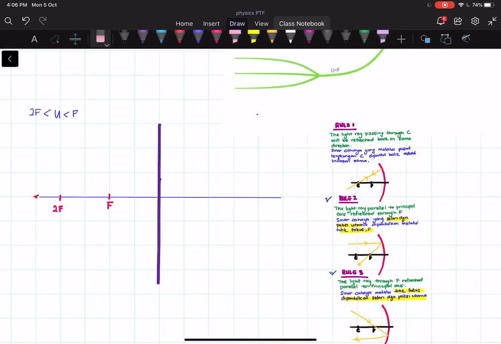For the next one, the object will be placed exactly at a focal point. So we're going to place the object exactly at the focal point. That's the position of the object on the focal point.